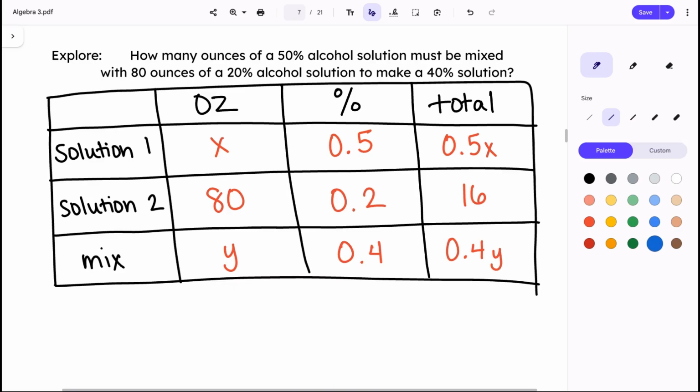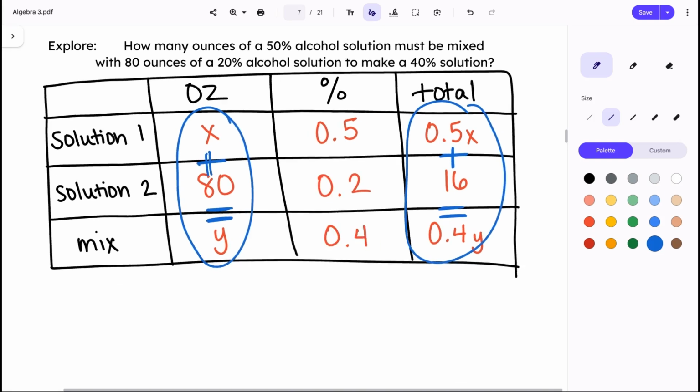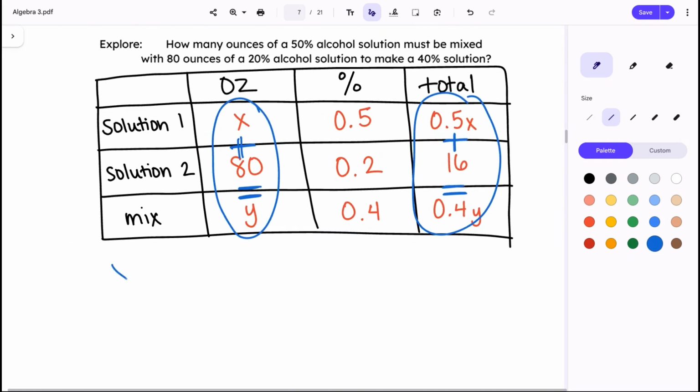Okay, now I'm going to look at my equations. I use this column to help me write an equation, and I use this column to write an equation. And usually when we have it set up like this in a table, you're always adding the first two and setting it equal to the last one. So I'm just going to draw big plus signs and a big equal sign in there. So your two equations should say x plus 80 equals y, and then 0.5x plus 16 equals 0.4y.